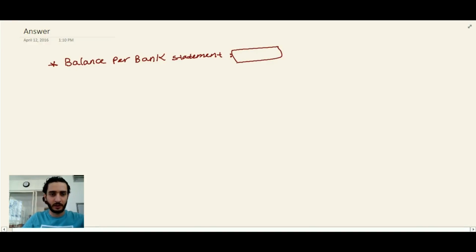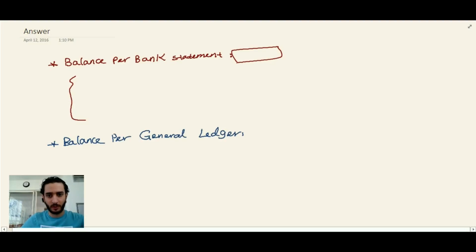Then we will deduct the amounts we received. Then we will adjust the balance per general ledger. So we will start with whatever the balance is in our general ledger when we are doing the bank reconciliation, and we will do some adjustment to it.